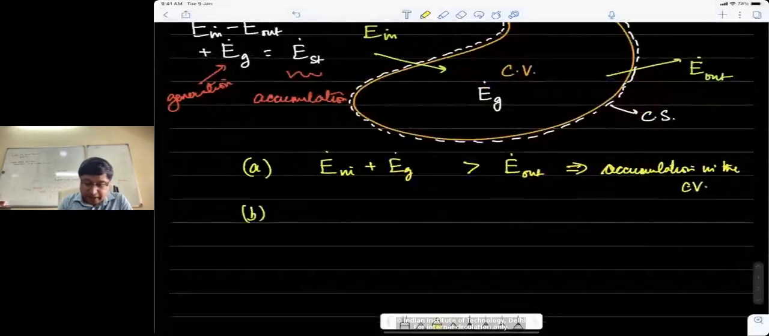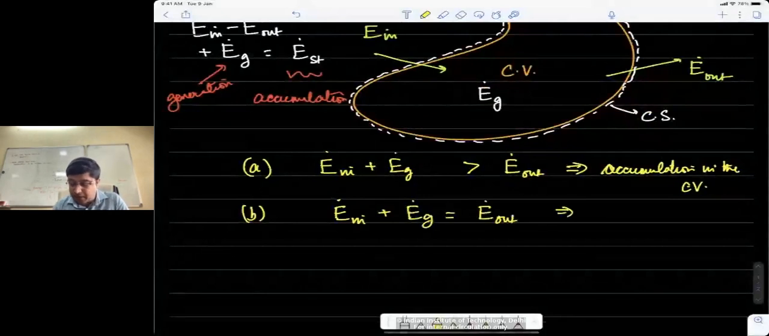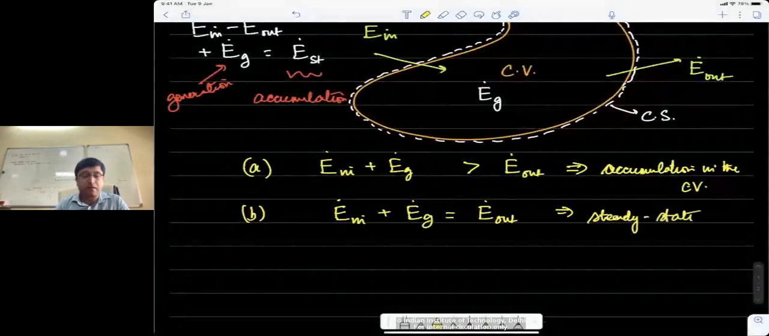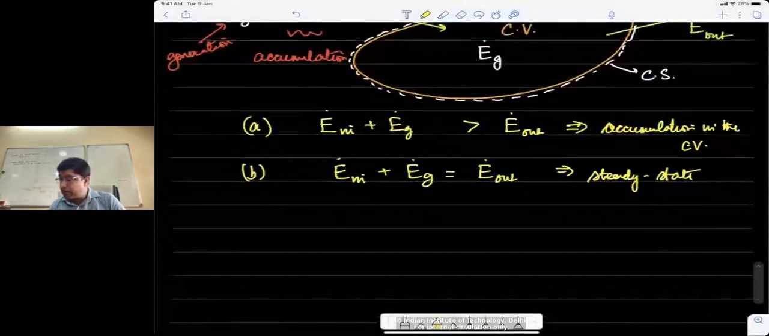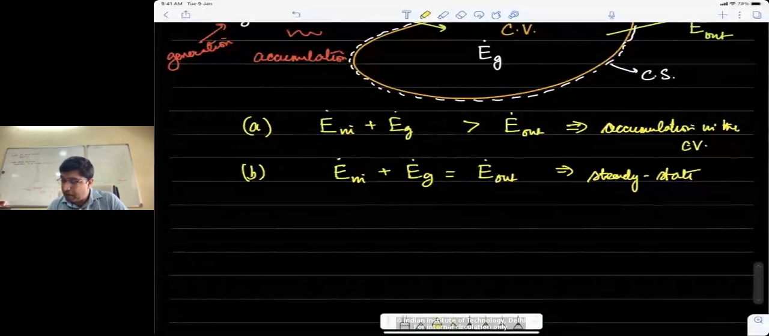And the second special case that we will tackle would be one in which E dot in plus E dot g is equal to E dot out for all times, which will basically be a steady state case. So these will be two scenarios that we will deal with very frequently from now on.